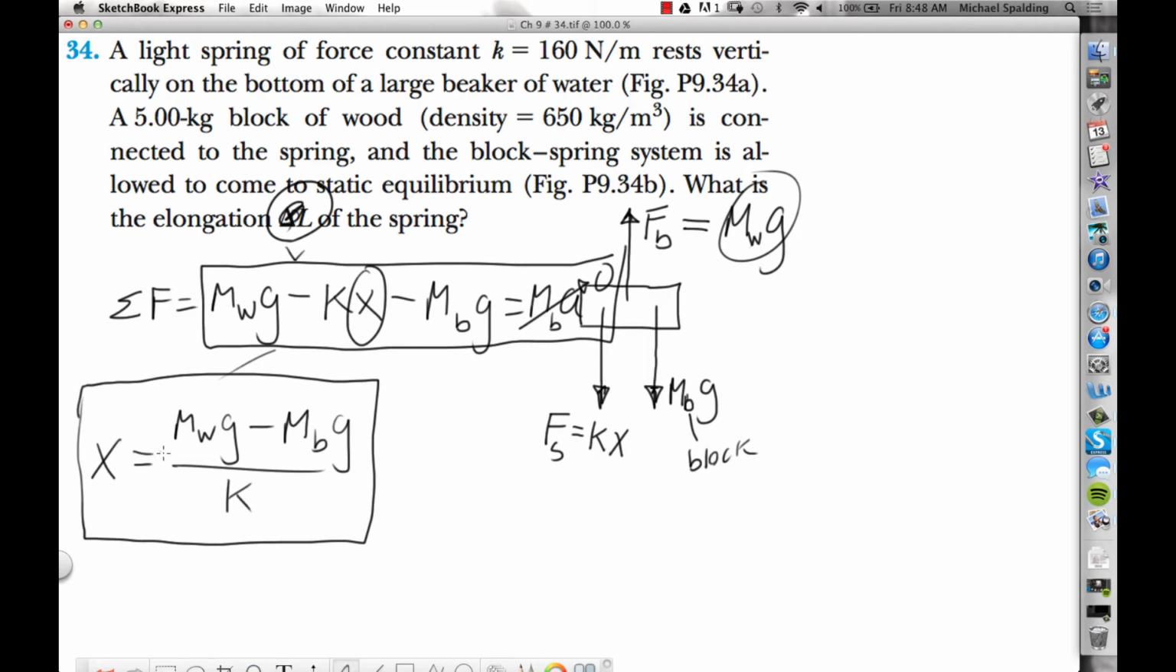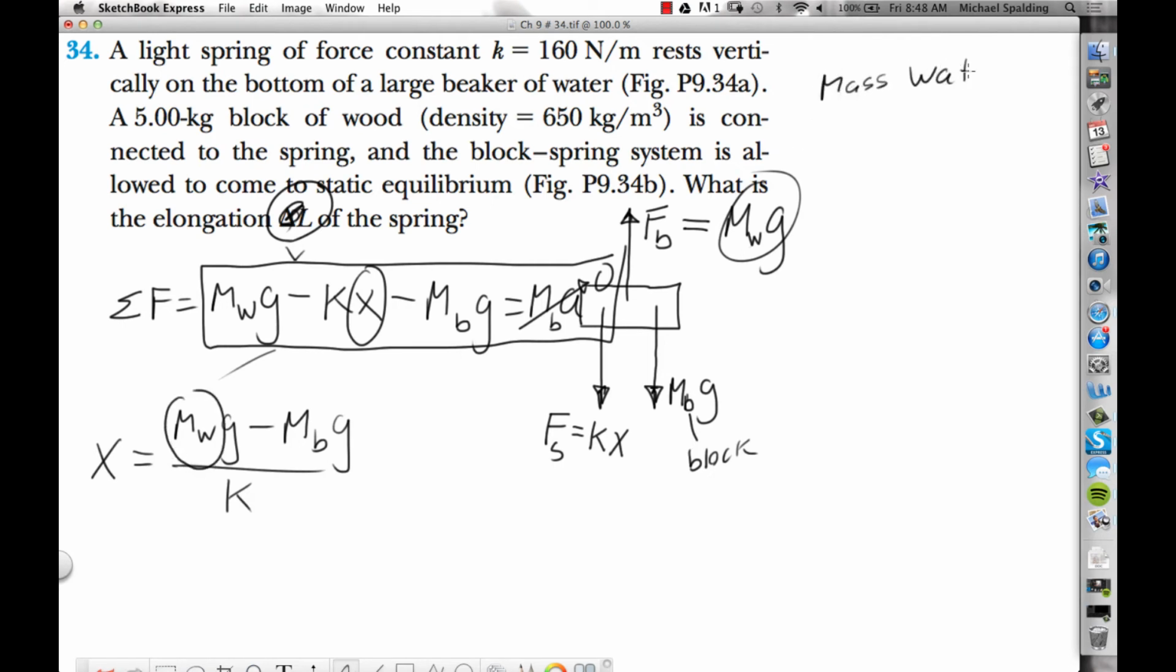Okay, what's the missing thing now? We know what gravity is. We know the spring constant. The spring constant's given. We have the mass of the block. The mass of the block is 5. What do we got to find? The mass of the water. Okay, so how are we going to find the mass of the water? Let's do that up here. So finding the mass of the water displaced by the block. So how do we do this?